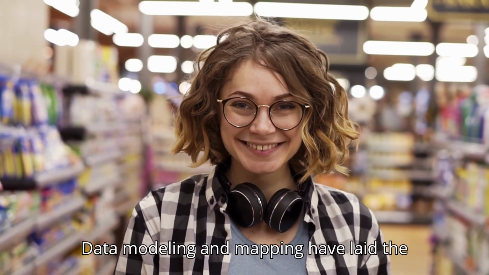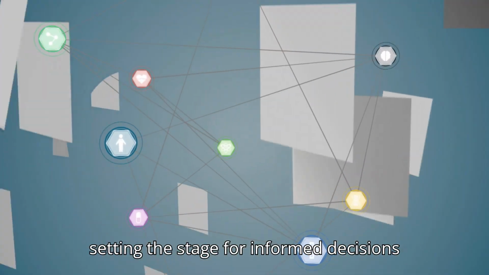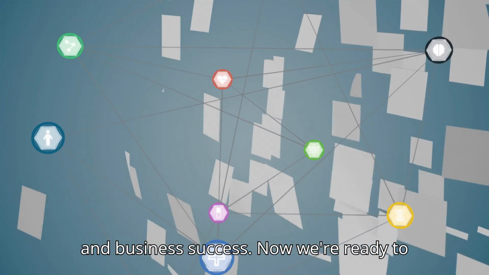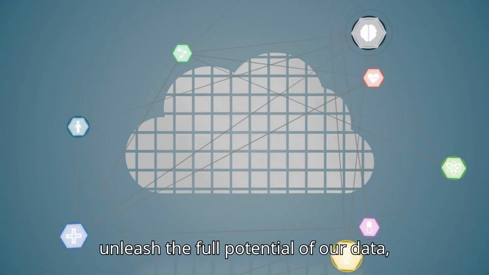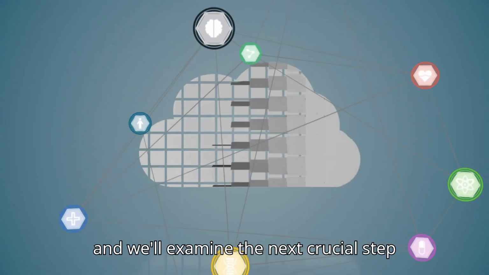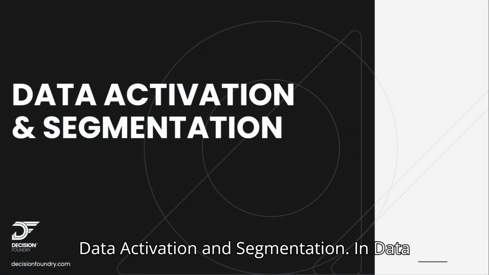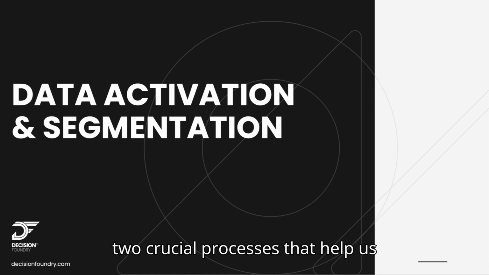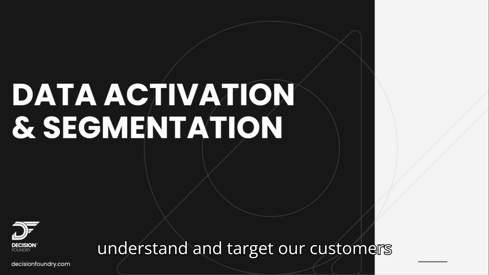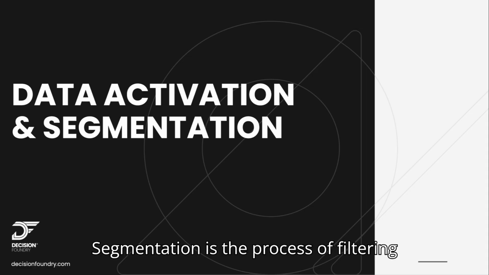Data modeling and mapping have laid the groundwork for a unified data strategy, setting the stage for informed decisions and business success. Now, we're ready to unleash the full potential of our data, and we'll examine the next crucial step in this journey: data activation and segmentation. Data activation and segmentation. In Data Cloud, segmentation and activation are two crucial processes that help us understand and target our customers effectively. But what exactly are they?